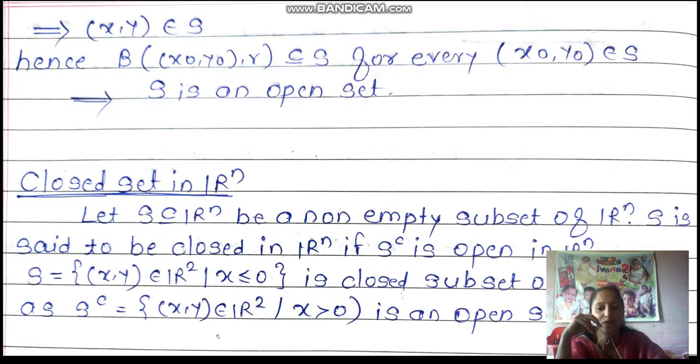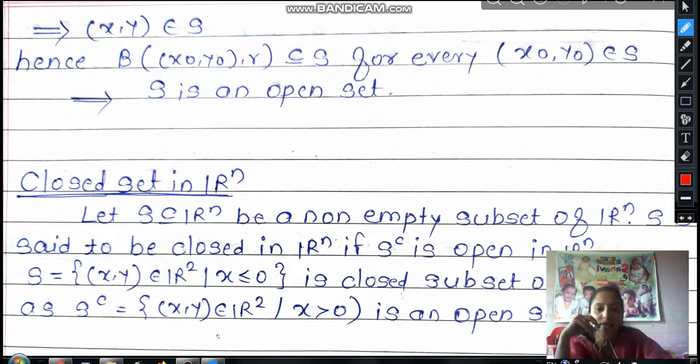Then S is said to be a closed set in Rn if S complement, that is S C, is open in Rn. If S complement is open in Rn, then S is the closed set. Now, what is S complement? It means the opposite of that set S.